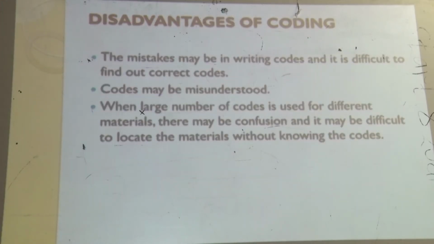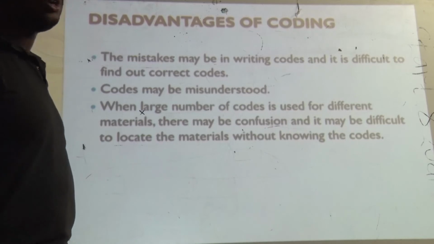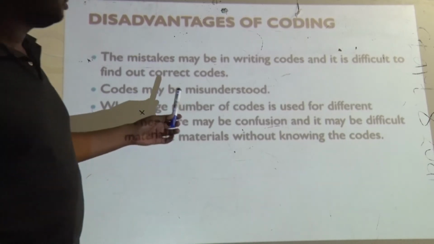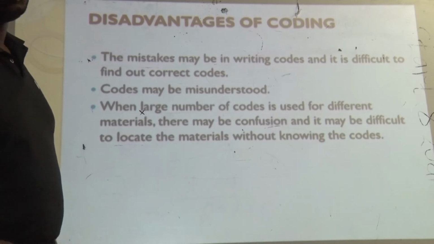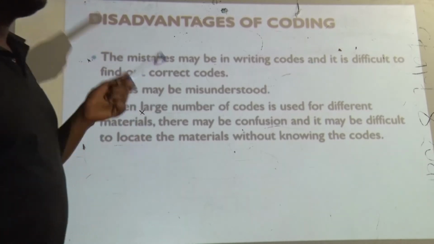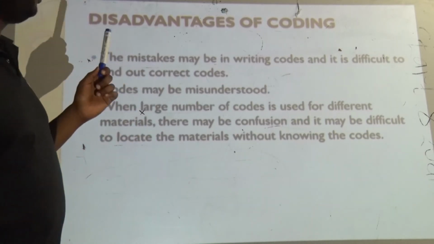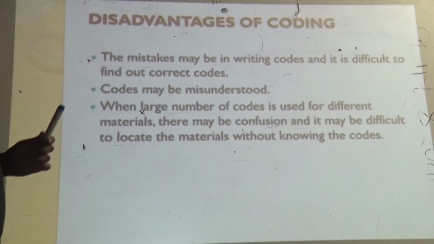What are some of the disadvantages of coding? One of the disadvantages is that sometimes you can make a mistake when you're writing your code. Once you make that mistake, it will be very difficult for you to correct the code. So when you are doing your coding, it is very important for you to be very, very accurate. The other thing is that coding may be misunderstood.